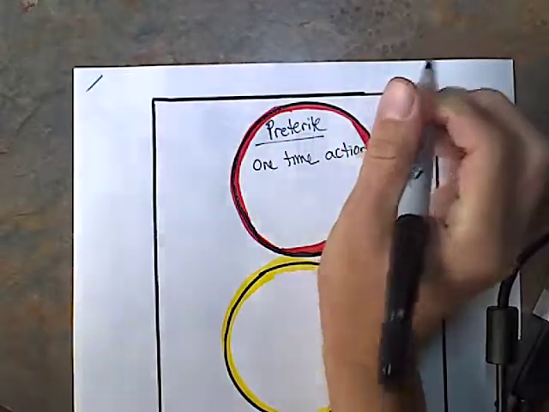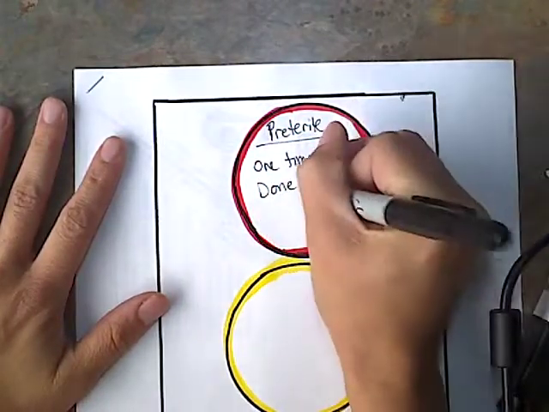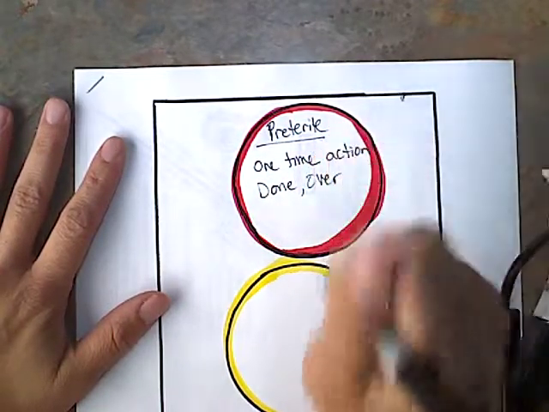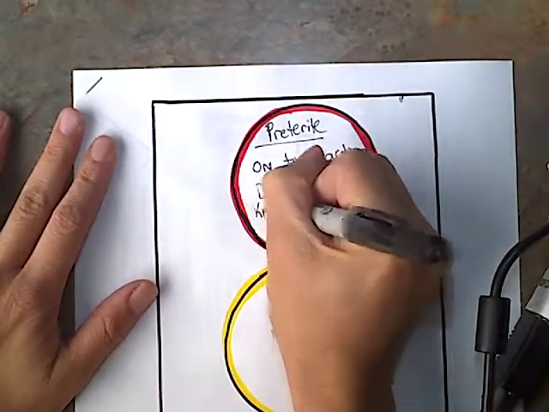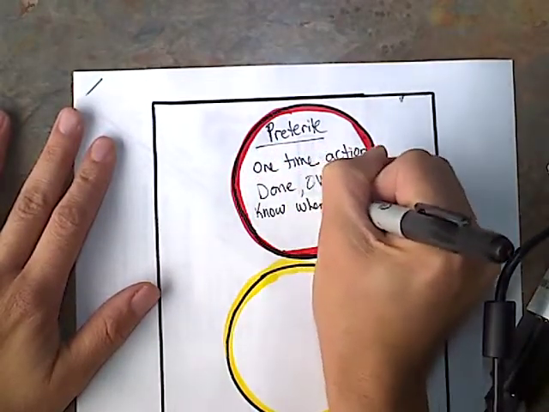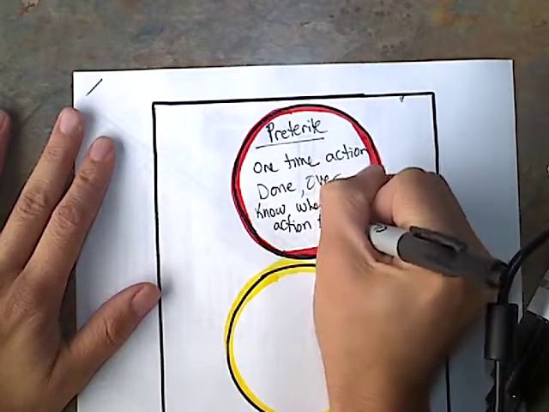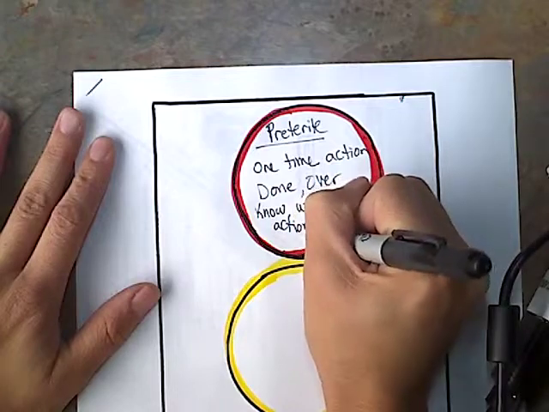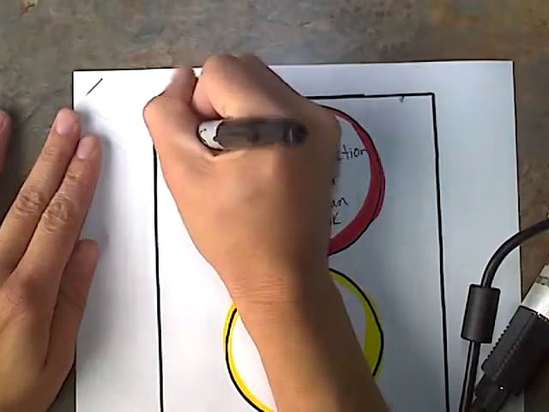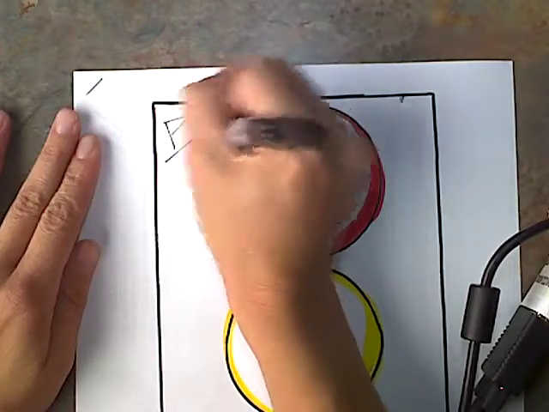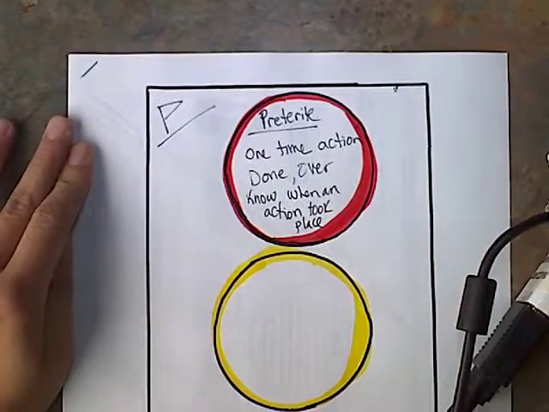It's a stop. It's a one-time action. It's done and over in the past. Okay. We use the preterite for when we know when an action took place. Okay. So I have a couple of what we call flag words, or palabras de bandera. And when we see those words, we say to ourselves, oh, it's going to be in the preterite tense.